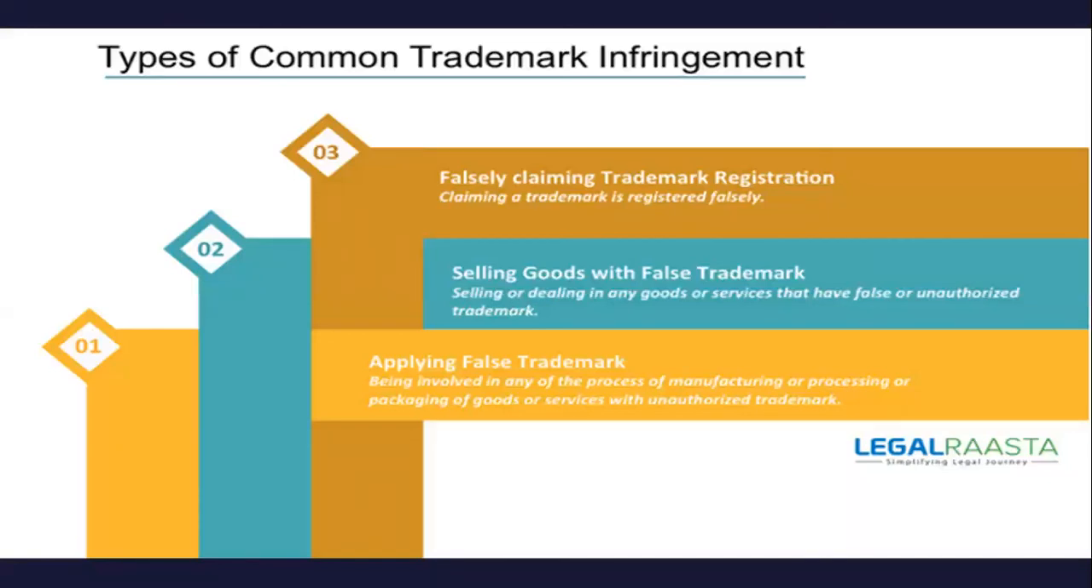Some types of trademark infringement are falsely claiming the trademark registration, that is, falsely saying that your logo is trademark registered. Second is selling goods with a false trademark, selling or dealing in any sorts of goods or services that have a false or unauthorized trademark. And lastly, applying a false trademark, being involved in any process of manufacturing, processing, or packaging of goods or services with an unauthorized trademark. These are the common trademark infringements nowadays.